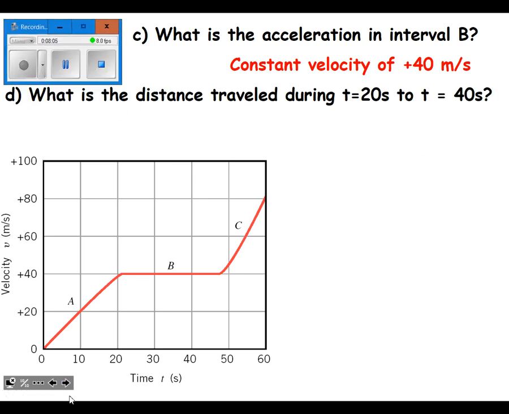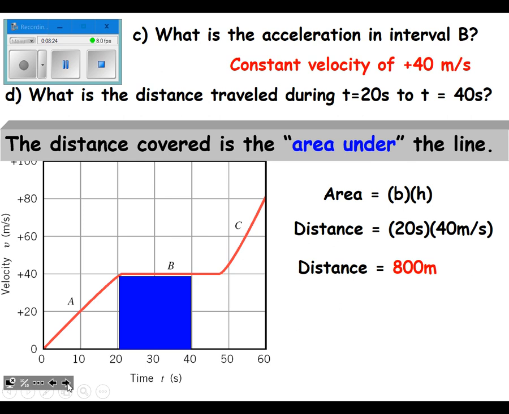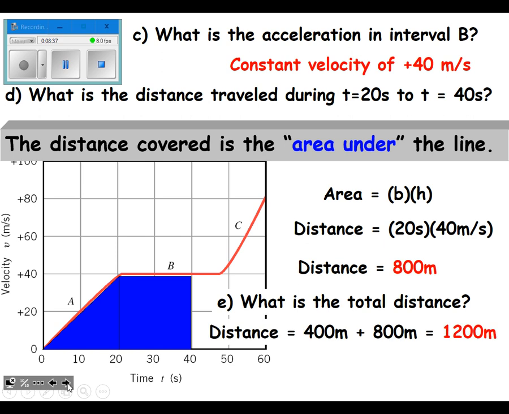Then what's the distance traveled from 20 to 40? Well, again, we look at it as the area under the curve or under the line. But the area under the line here is a square. So since area is going to be base times height, the base is 20 seconds, the height is 40 meters per second, so it's now gone 800 meters. So if I wanted to say how far has it gone from 0 to 40, I'd have to take 800 and add 400 meters to it, and that would be 1,200 meters. So it's gone 1,200 meters total.